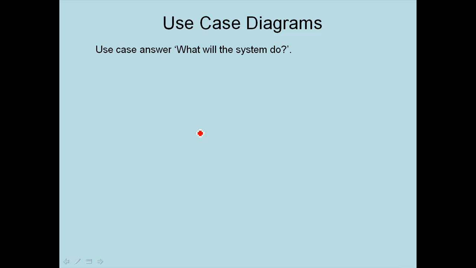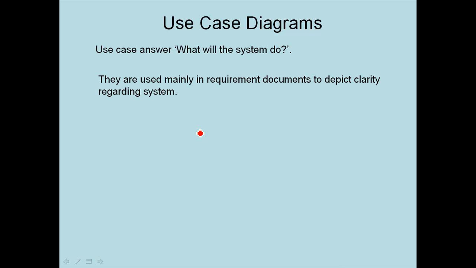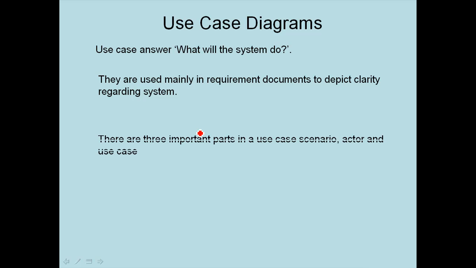That means that use cases or use case diagrams can be read by the business user. And because they only define what the system will do, they are used mainly in the requirement documents to depict clarity regarding a system. So they are used in the requirement phase of the software life cycle.